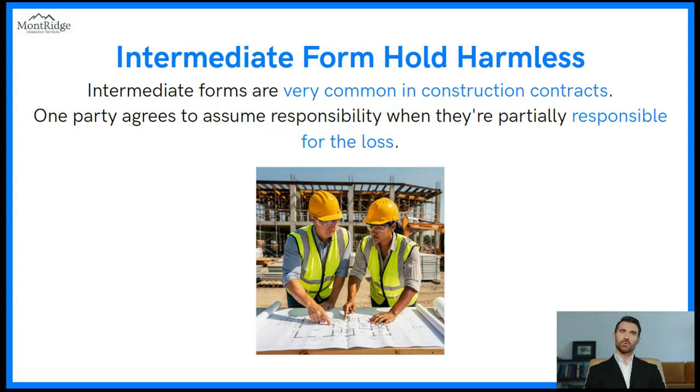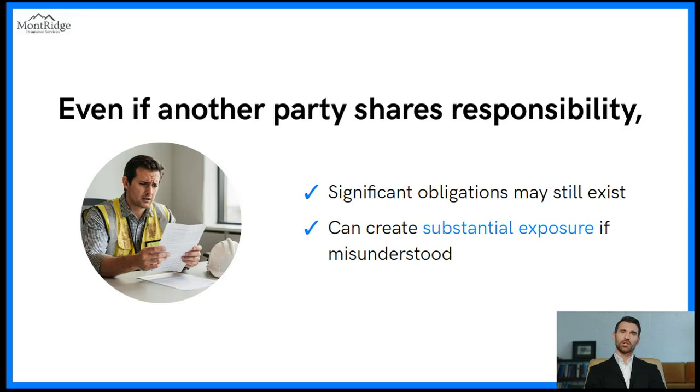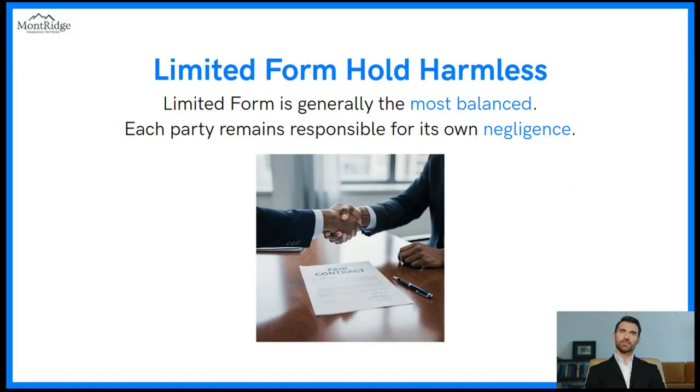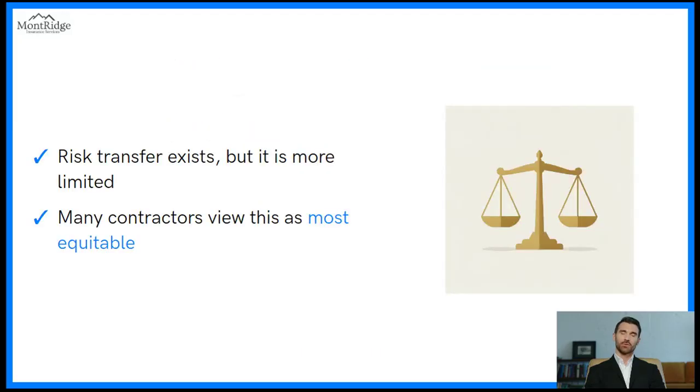Intermediate form hold harmless. Intermediate forms are very common in construction contracts. One party agrees to assume responsibility when they're partially responsible for the loss. Even if another party shares responsibility, significant obligations may still exist, and this can create substantial exposure if misunderstood. Limited form hold harmless. Limited form is generally the most balanced. Each party remains responsible for its own negligence. Risk transfer exists, but it is more limited. Many contractors view this as most equitable.